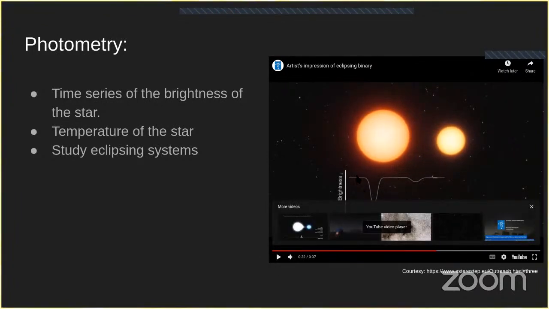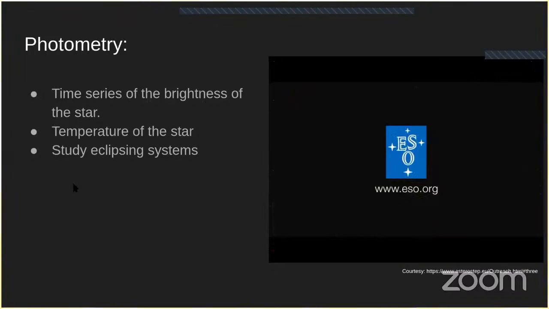By studying these eclipse depths and the difference between the two eclipses, you can find many parameters like what is the radius of the two stars, what are the masses of the two stars, what are the temperatures of the stars, and many more things like that, which is extremely useful in categorizing these systems.